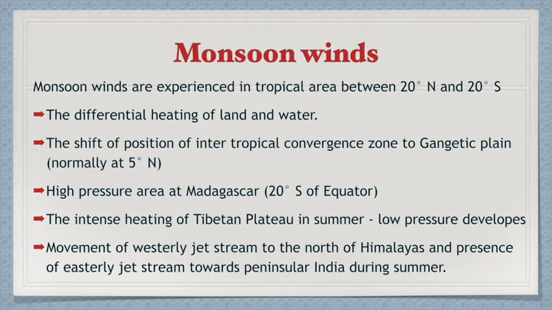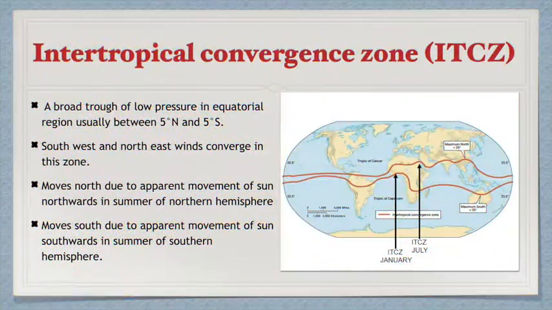As I have already told you, westerly jet stream usually blows over south of Himalayas throughout the year except in summer. In summer season it moves towards north of Himalayas. It is replaced by easterly jet streams towards peninsular India during summer. These are all the reasons for the development of monsoon winds.